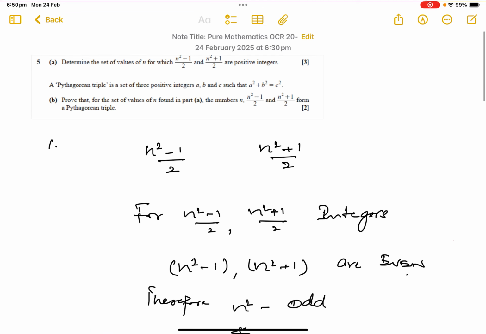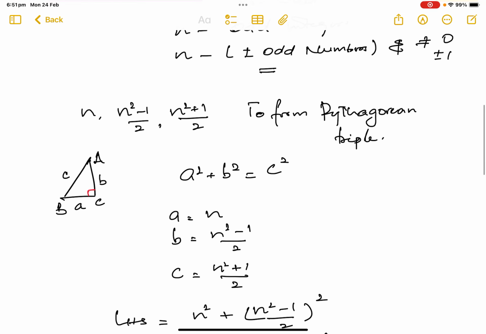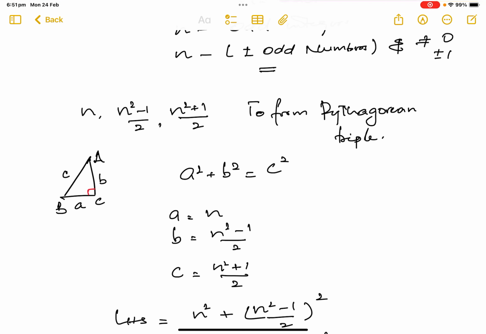That's the first part. And the second part: a Pythagorean triple is a set of three positive integers a, b, c such that a squared plus b squared equals c squared, the Pythagoras equation. Prove that for the set of values of n found in part A, the numbers n, (n squared minus 1) over 2, and (n squared plus 1) over 2 form a Pythagorean triple.